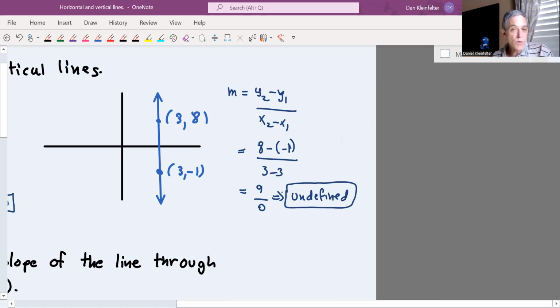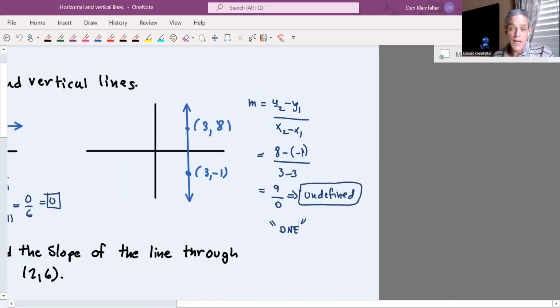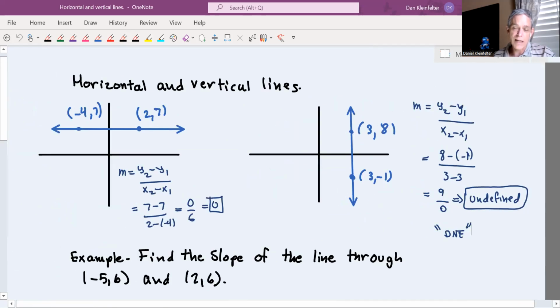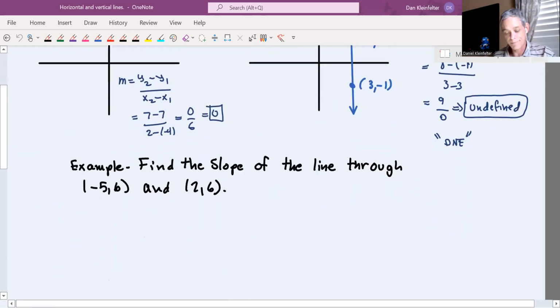If you're using some sort of online homework to do questions like this, then you may have a multiple choice where one of the choices is undefined. You might also write DNE for does not exist for the slope when it's a vertical line. Every vertical line has undefined slope. Every horizontal line has a 0 slope.